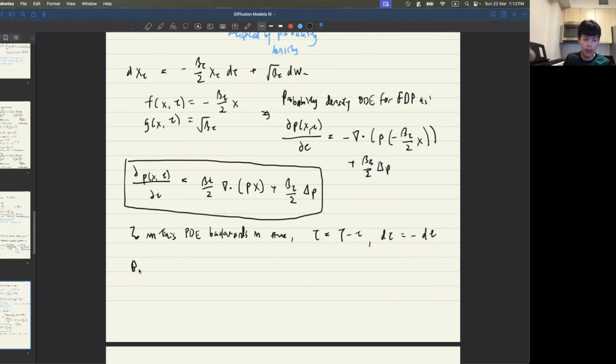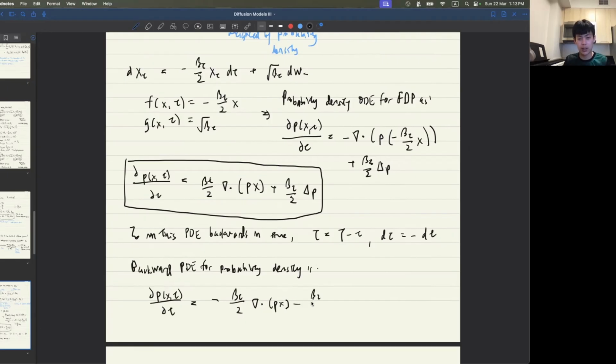So the backward PDE for probability density is partial p(x,t) partial t equal to minus beta t over 2, the divergence of p x, minus beta t over 2, the Laplacian with respect to t. Because the only place where the partial of t happens is at the denominator over here. So all we need to do is just to flip the sign of all the terms on the right. With this, we have accomplished the second arrow.